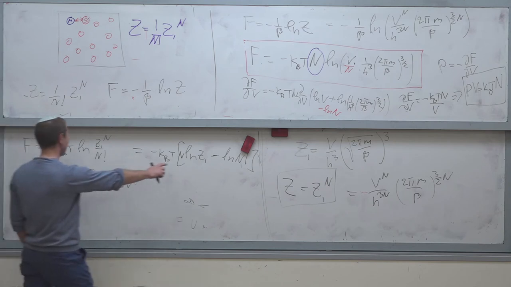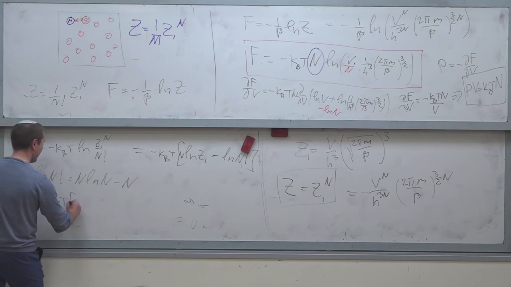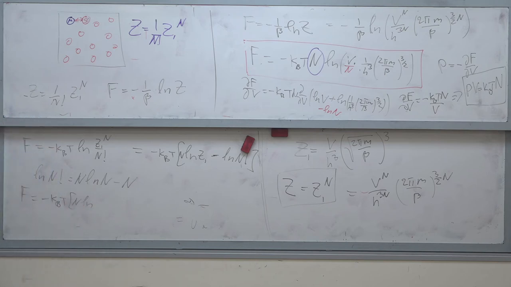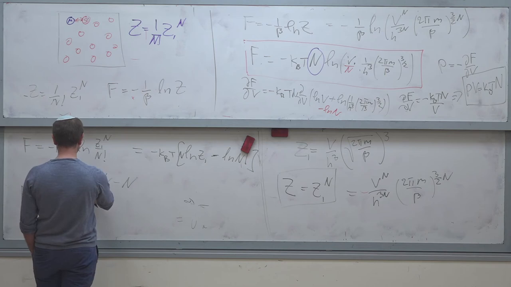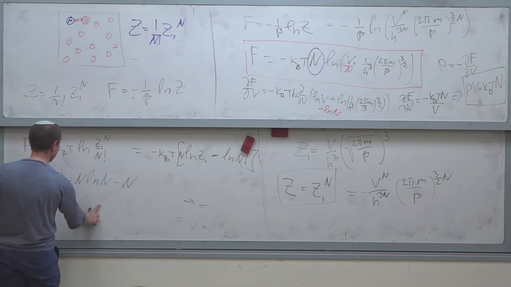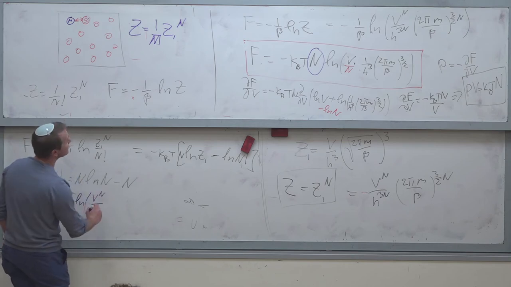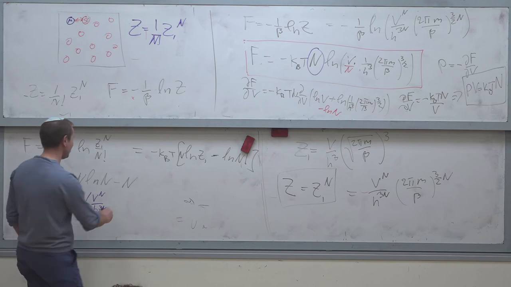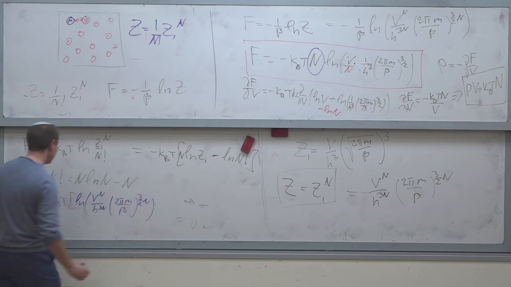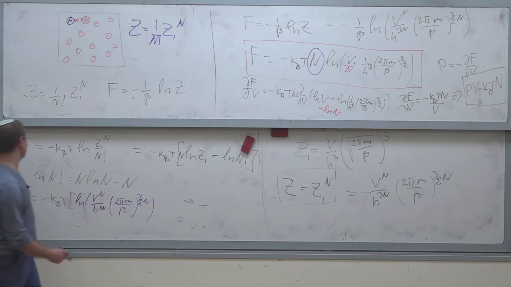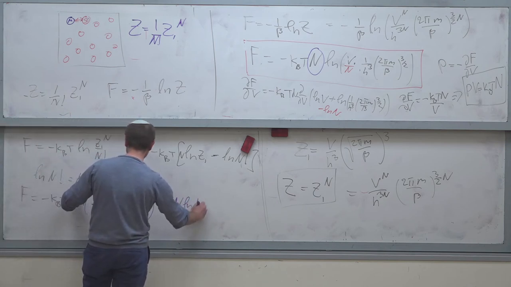So we put it inside over here, and we have that F equals minus k Boltzmann T N log of, instead of Z1, let's put whatever we have. Let's take it step by step. So here we have log of V to the power N divided by h to the 3N, 2 pi m divided by beta, to the 3 over 2 N, this is a closing bracket of the log, okay? So this is the log, and here we have minus this formula over here, minus N log N plus N.